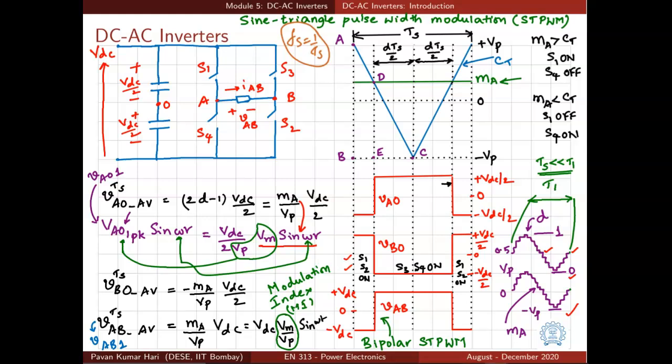This is a very interesting phenomenon, and it can be proved analytically by something called double Fourier series, which is out of the scope of this course. But it can be shown mathematically also that there are no harmonic components present in VAB in between the frequency of modulating signal and the frequency of carrier signal. So if you have a very high frequency carrier, it is always good because our harmonics get pushed to higher frequencies. And why is it good if the harmonic voltages get pushed to higher frequencies?